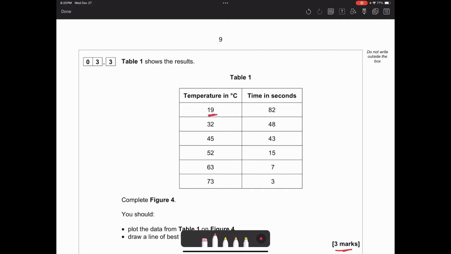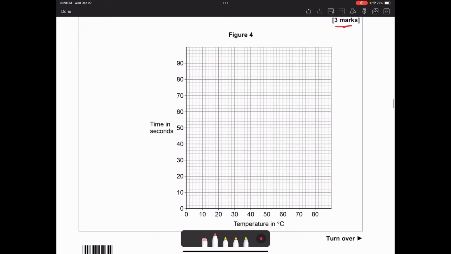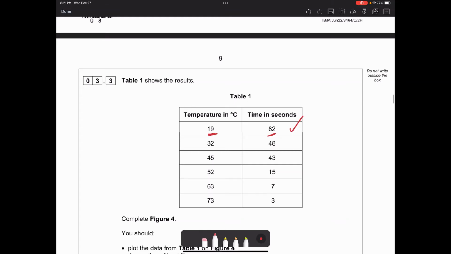So I'd go 19 degrees Celsius to 82. Take it one at a time and then mark it off. I'm going 19, which would be here, up to 82, reading my scale. Each little square is a gap of 10 over 5 squares, so each little square is worth 2. So I'd just be 1 square up, and you've got to be within half a square of that point. In order to get all the plotting marks, you've got to be really accurate, and you've got to get all of them correct.